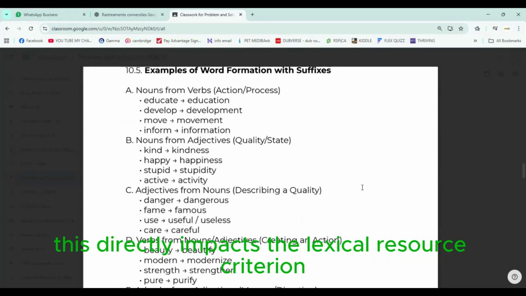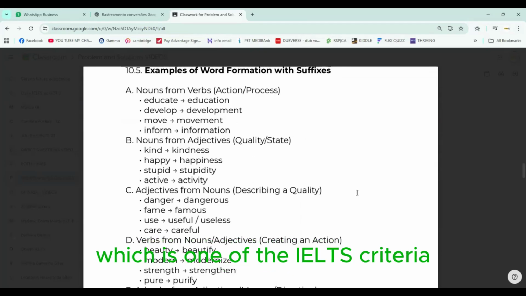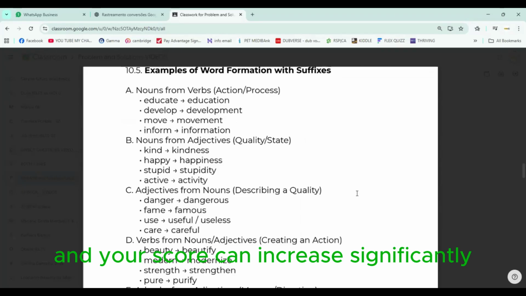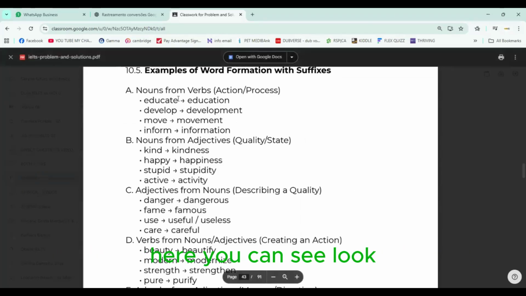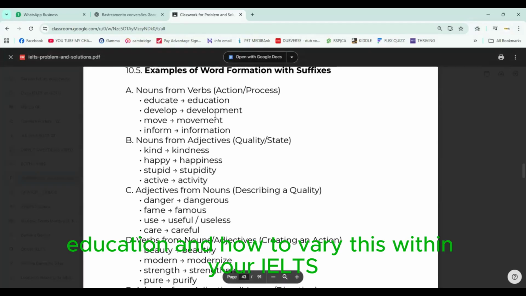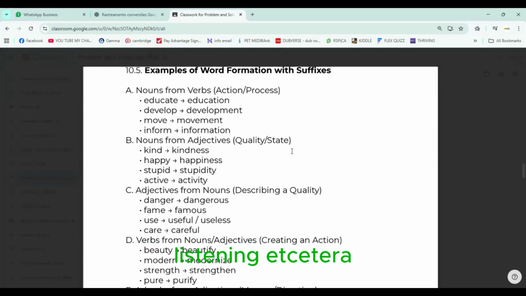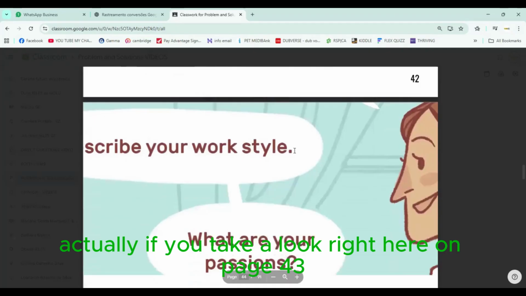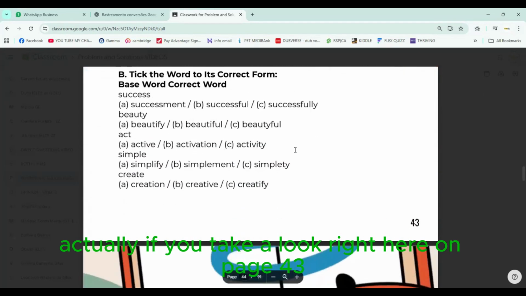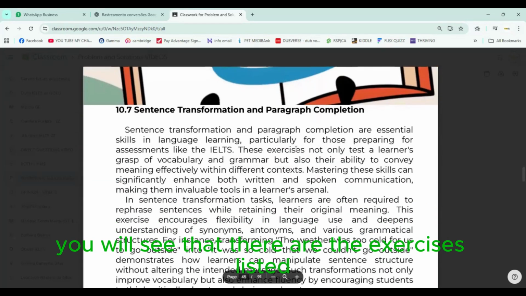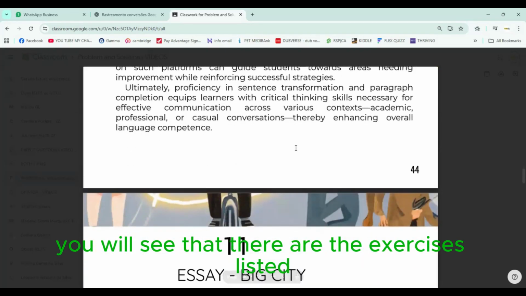This directly impacts the lexical resource criterion, which is one of the IELTS criteria, and your score can increase significantly. Here you can see, look, educate, education, and how to vary this within your IELTS. And you're really going to need this for reading, listening, etc. On the page. Actually, if you take a look right here on page 43, you will see that there are the exercises listed.